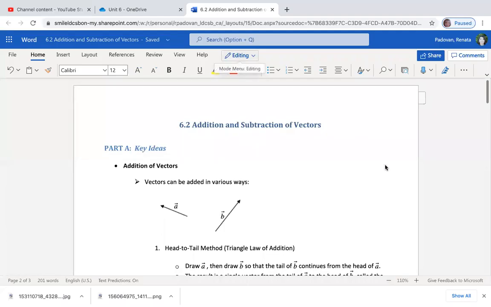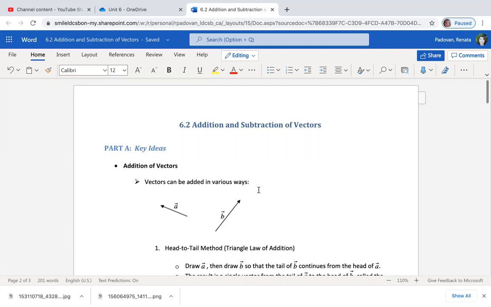Okay, so in lesson 6.2, now that we know what a vector is, we're going to be looking at adding and subtracting vectors, geometrically. So some key ideas when we're looking at the addition of vectors, for all of this first page, and even for the subtraction, my vector A is going to look like this the whole time: the same direction, the same length, same magnitude, and vector B is going to look like this the whole way.